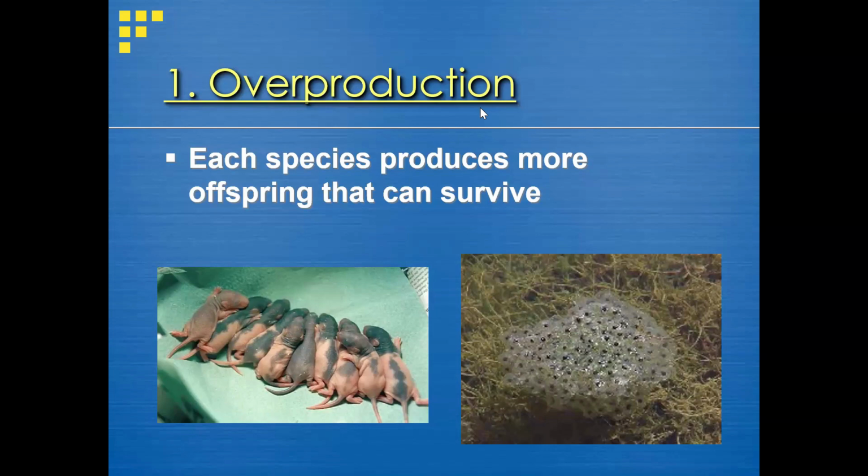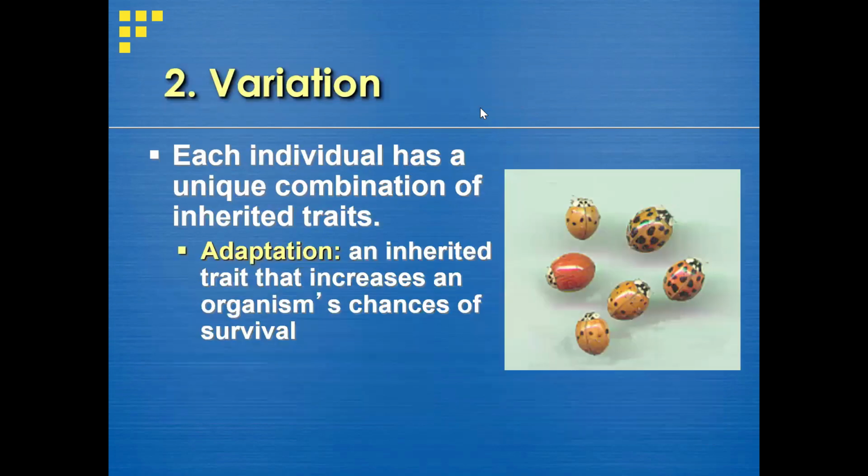And if this is not happening, maybe 10 die for every one produced, that is an attainment of extinction, which is the endangered species. So that is overproduction. And second, variation.